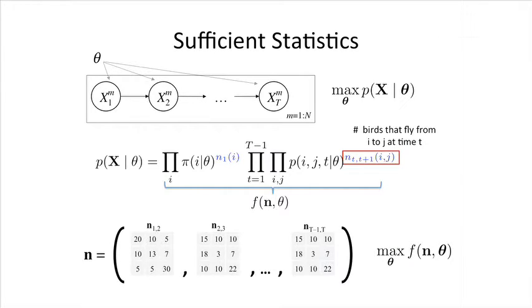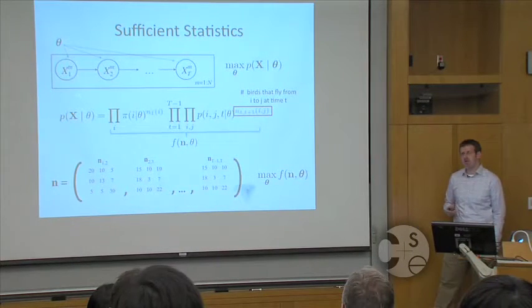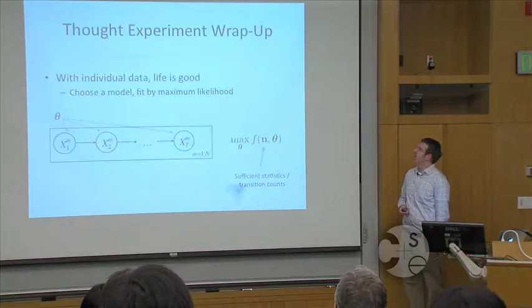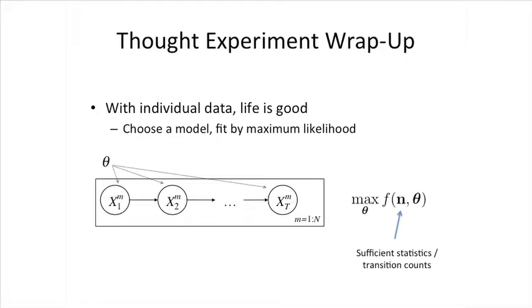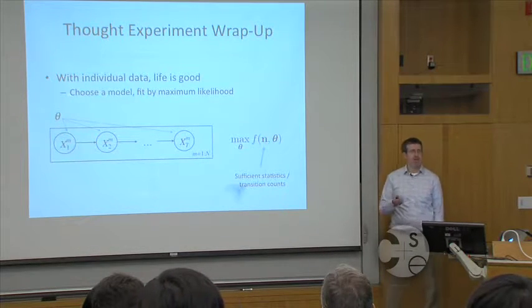It actually suffices to maximize our likelihood function, maximize this function f of n and theta, instead of maximizing p of x given theta, if we want to fit our parameters theta. Okay, so this is the standard notion of sufficient statistics of a model. All right, so just to wrap up the thought experiment: the main message here is that if we have individual data, life is good. We choose a model, we fit it by maximum likelihood, we can choose the model that we want, and this is a straightforward computational problem. To maximize the likelihood, we maximize this function that depends only on the sufficient statistics and not all of the individual outcomes.